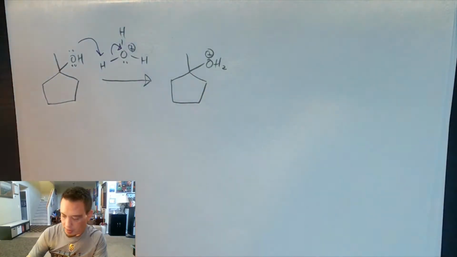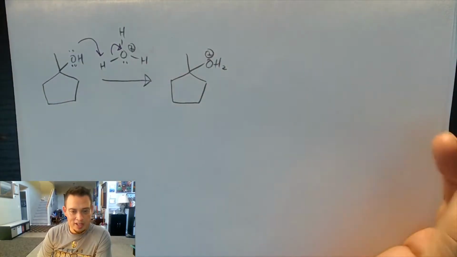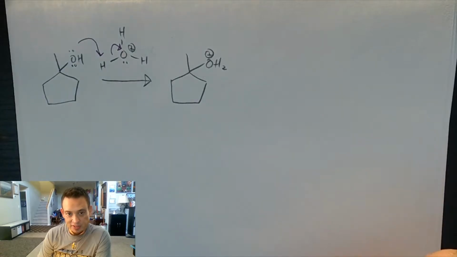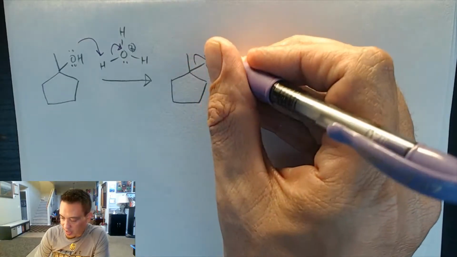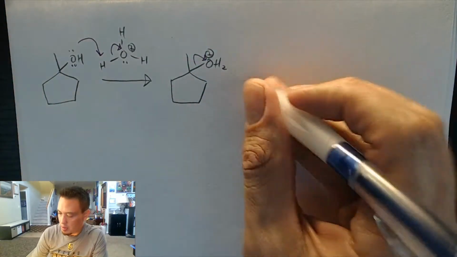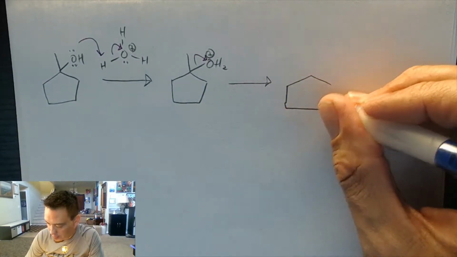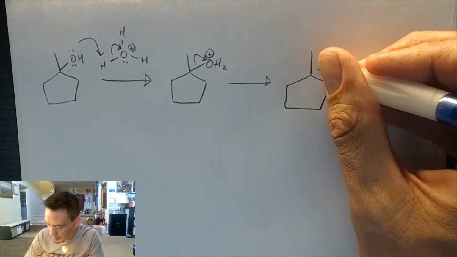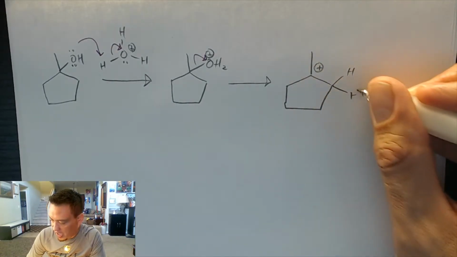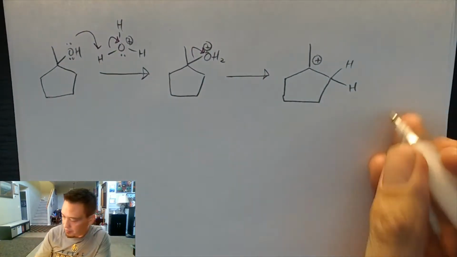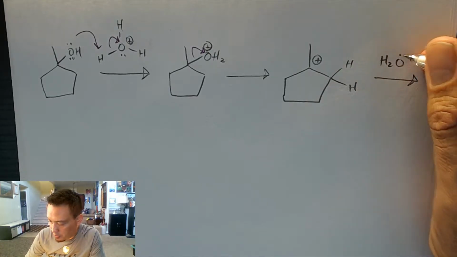OH2+. And now you need to make the choice whether it's going to be E1 or E2. Typically these are E1. We will have a tertiary carbocation here, so definitely the E1 route. So then the loss of water, dehydration. We lost water. Like that. And then you want to choose the H that'll give you the most substituted product here, and that's this one. And for the base, I would use H2O.